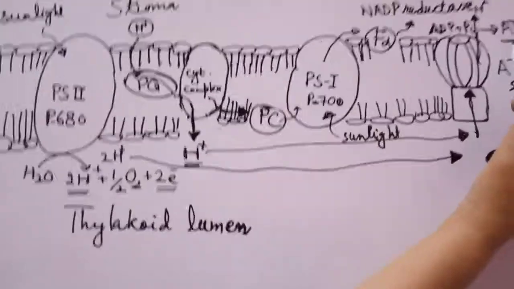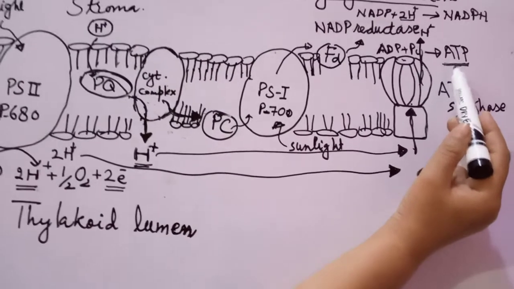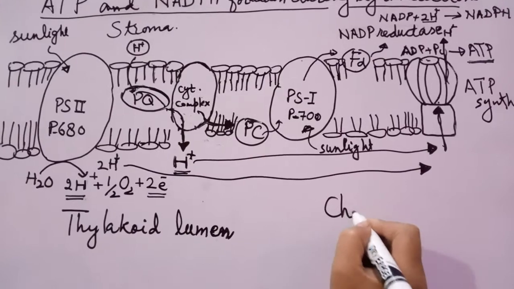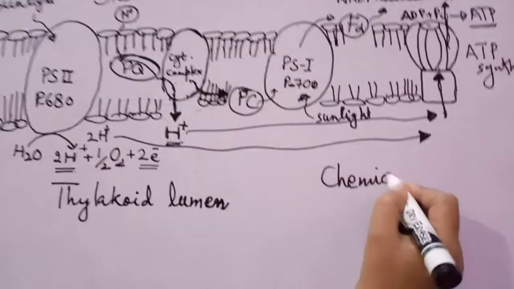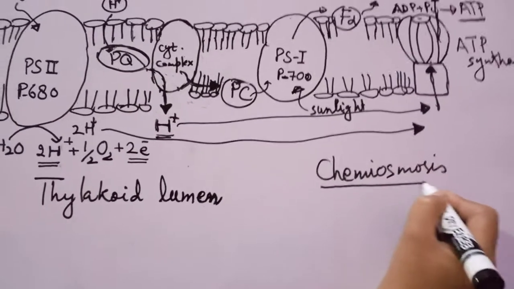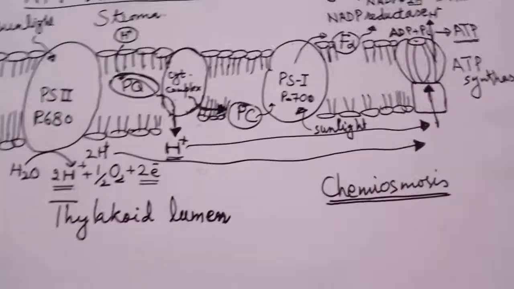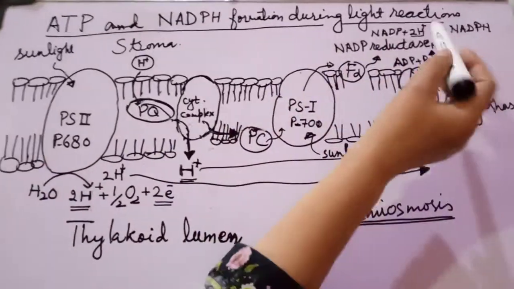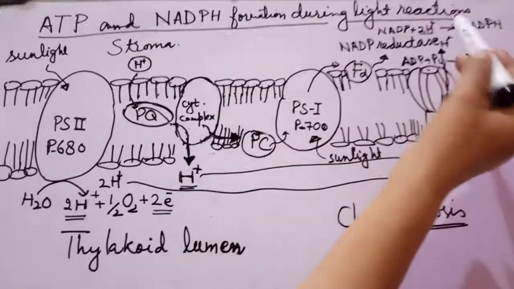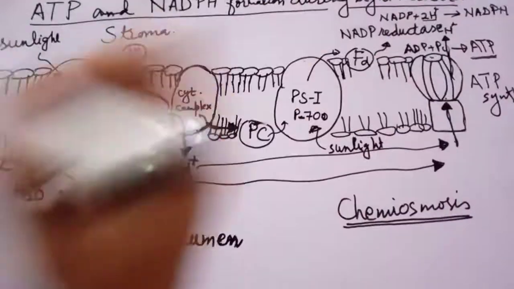So this ATP formation is made with the help of a process called chemiosmosis. This whole process is called chemiosmosis. Formation of ATP through the membrane by the movement of different ions is called chemiosmosis. In this way ATP and NADPH will accumulate in the stroma, where the second phase of photosynthesis, called the Calvin cycle, will occur.